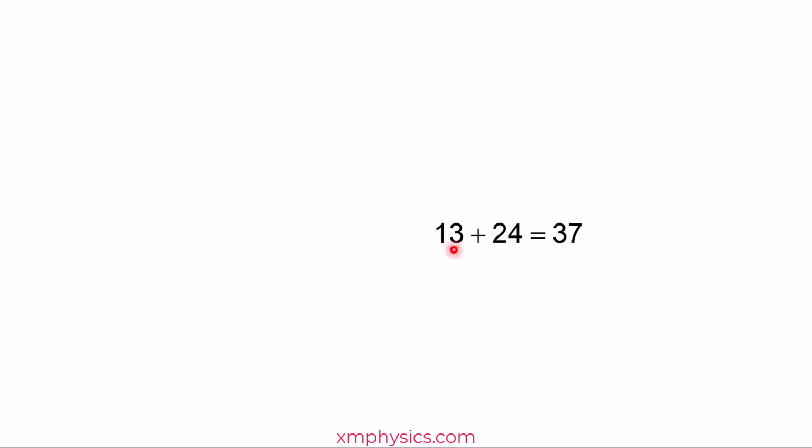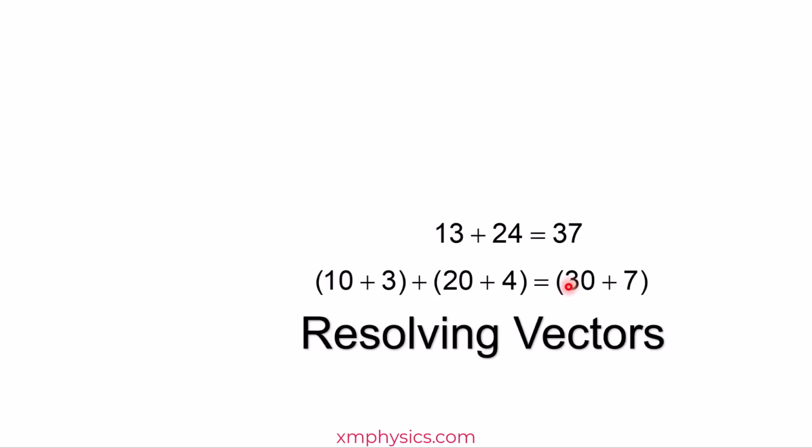Hello, everybody can do 13 plus 24 equals 37, right? But I bet everyone was working on the tens digits and the ones digits separately, working out the answer before you combine them back into 37. So in vectors, we have something similar, and it's called resolving vectors.